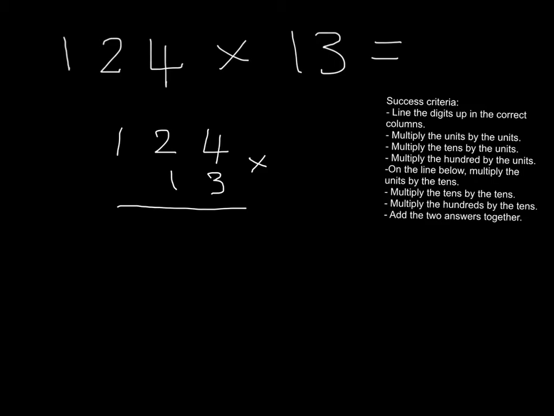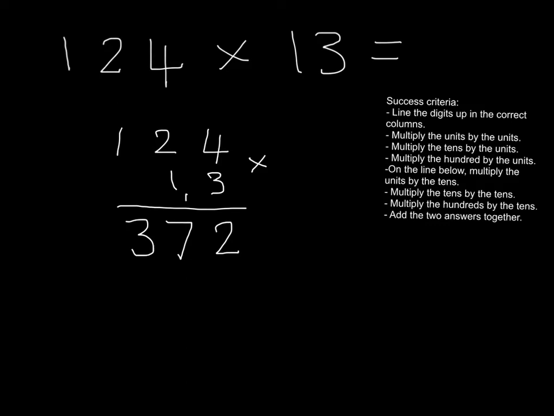Now we must multiply the units by the units. So 4 units times 3 units. Next, the tens by the units. 2 tens times 3 units, plus the regrouped one, which is 7. Now multiply the hundreds by the units. 100 times 3 units, which is 300.